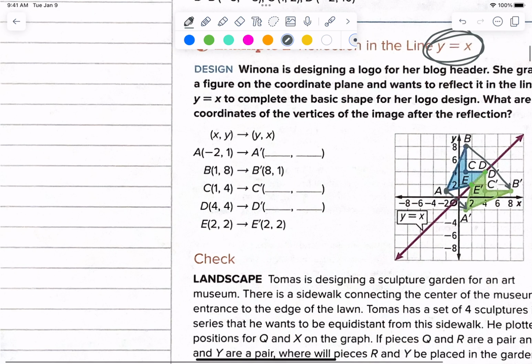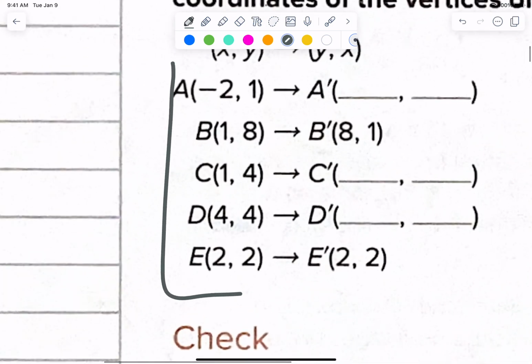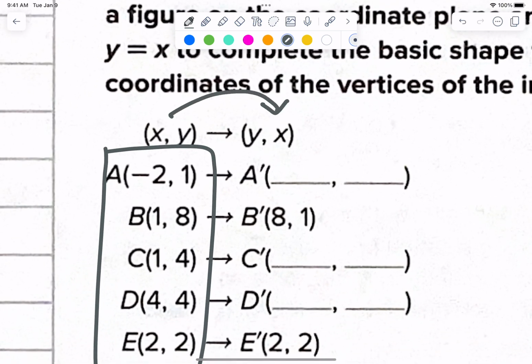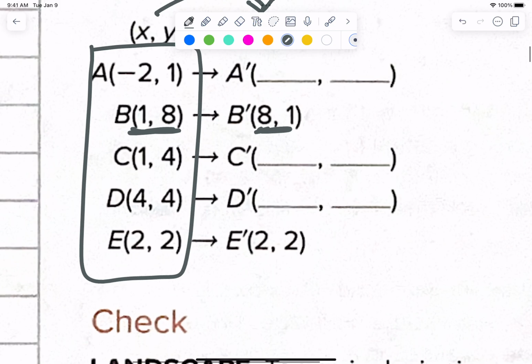Okay, so they have listed out all the coordinates, A, B, C, D, E. Those are the original coordinates. And when you're flipping across the line y equals x, x, y just becomes y, x. They flip places with each other, right? We said that from up above. So they said 1, 8 becomes 8, 1. Yeah? They have E done for you. 2, 2 becomes 2, 2. He stays 2, 2, right?